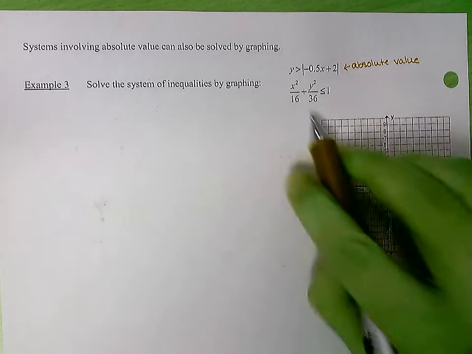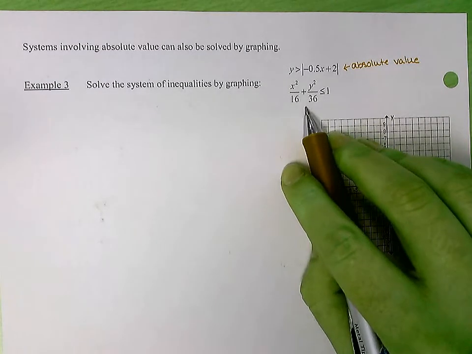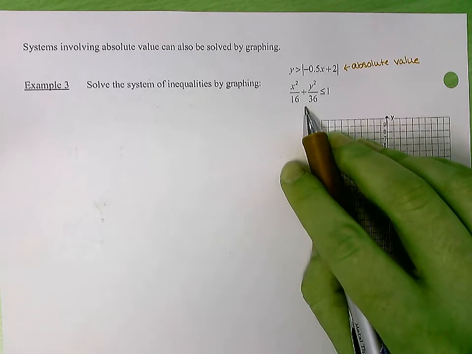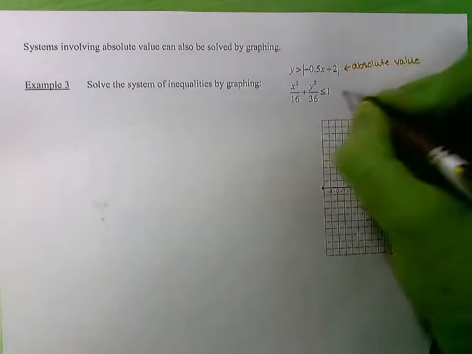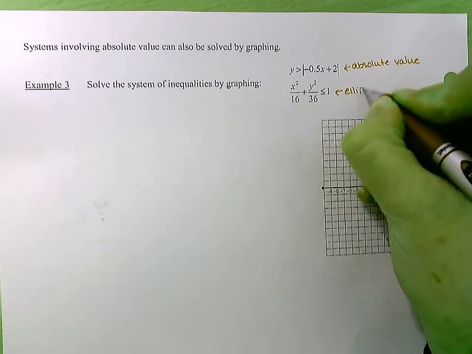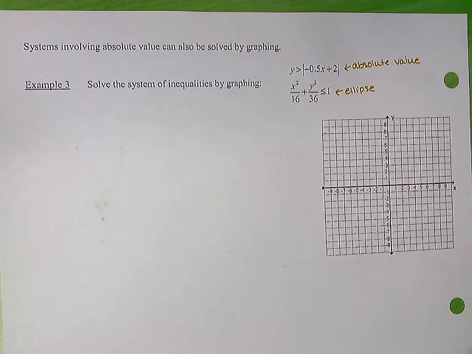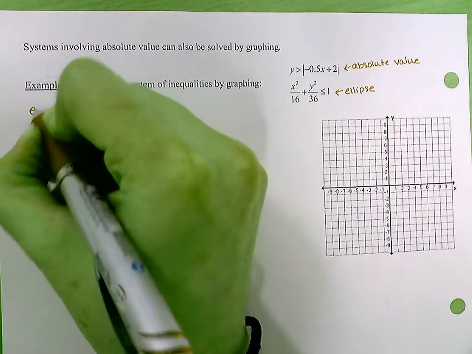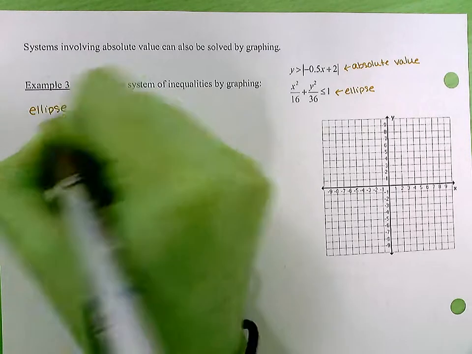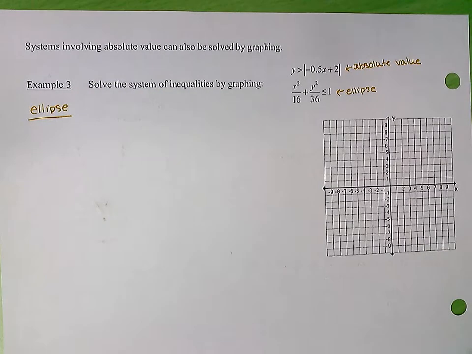Okay. This one, what does this one look like? What equation does that look like in standard form? An ellipse. Okay, so I have an absolute value function and an ellipse. So first, graphing your ellipse, since that's the one we're more familiar with at this moment.